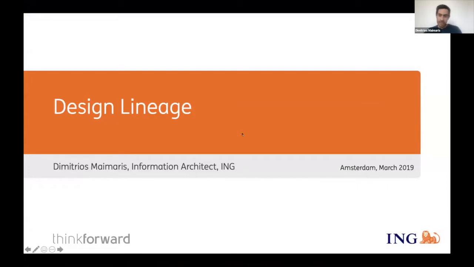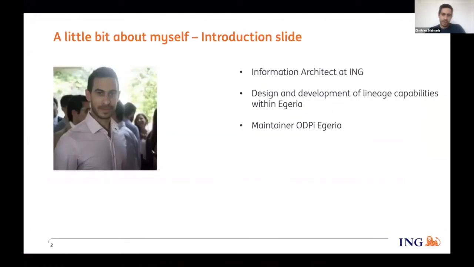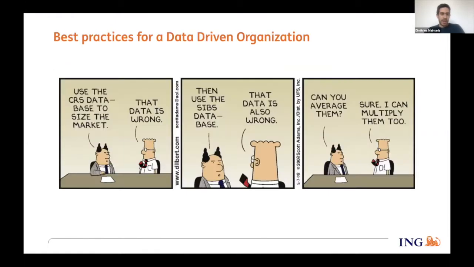So hello from my side as well. Fred explained a lot about lineage, so I'll be quite brief and try to discuss more the bullet points. The slides are more or less the same, so let's go through it. I'm Dimitrios, an information architect at ING. I'm a maintainer on ODPI Egeria, and I'm mainly involved with the design and development of lineage and how I would like to have it in the community.